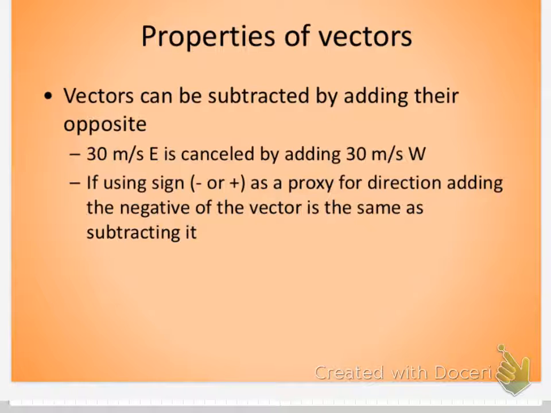If you're using sign as a proxy for direction, you want to be really careful with this. And that's where visual representations of vectors are helpful. Be careful that you don't subtract a negative and end up adding those distances. You want to make sure that if your vectors are opposite, you're actually subtracting their magnitudes.